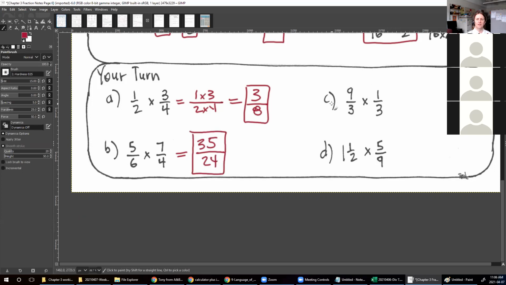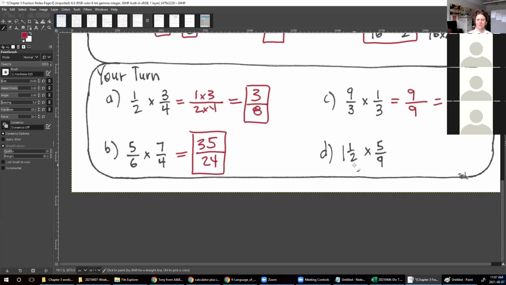All right, number C. This is a bit of a trick question, but it's going to work. When you're multiplying fractions, you multiply the top by the top. So 9 times 1 is 9. And on the bottom, 3 times 3 is 9. Oh, 9 divided by 9, that's actually 1. It's not a trick question.